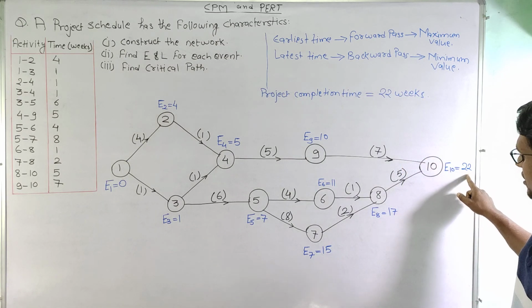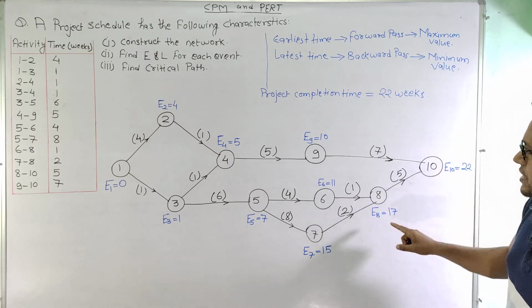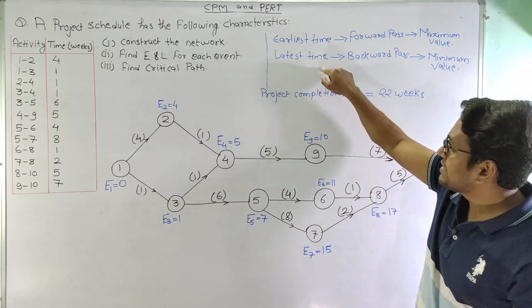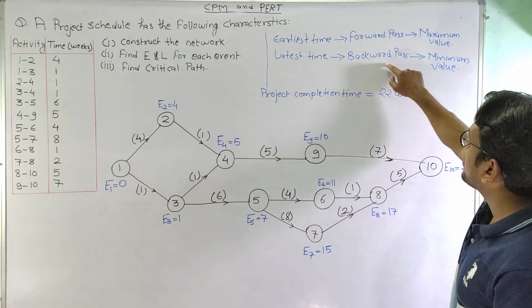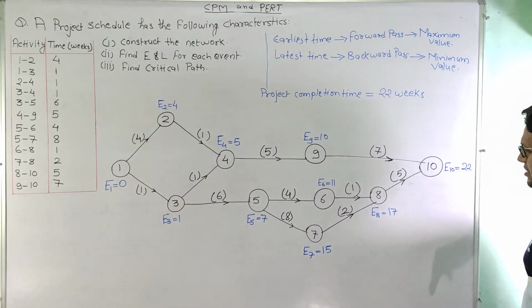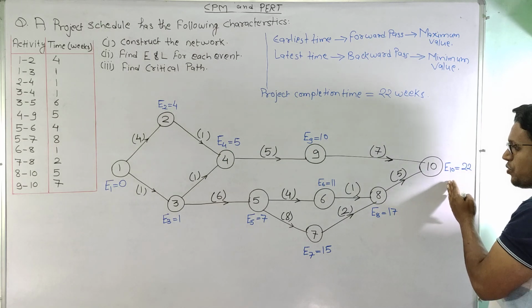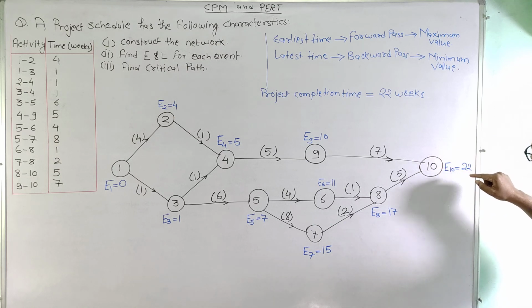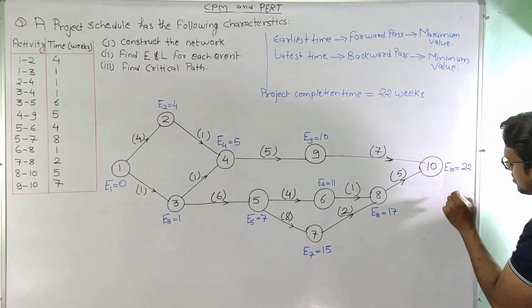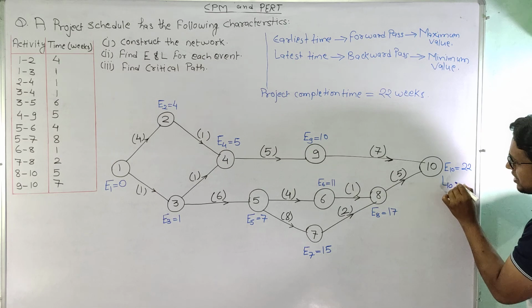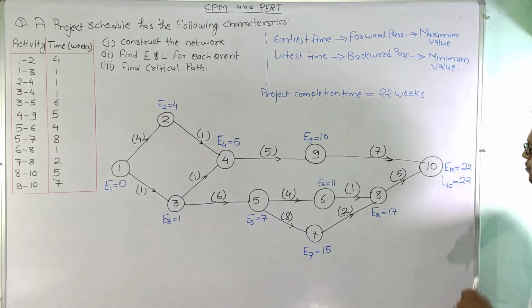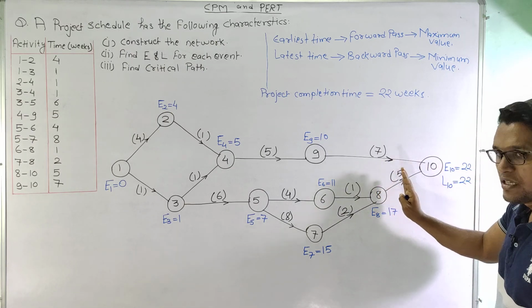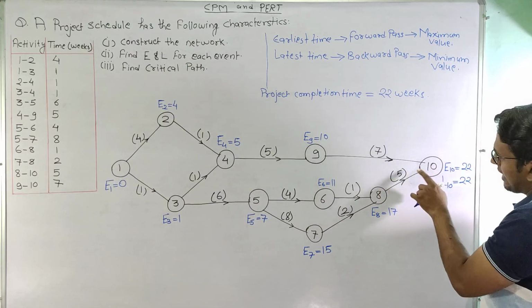As we have calculated the earliest values at each node, now we are going to calculate the latest values. In order to calculate the latest time, we will use the backward pass method. In the backward pass method, we will start from the finishing node and consider the completion time as the initial value. So L10 is assumed as 22, and as we move ahead we will subtract.